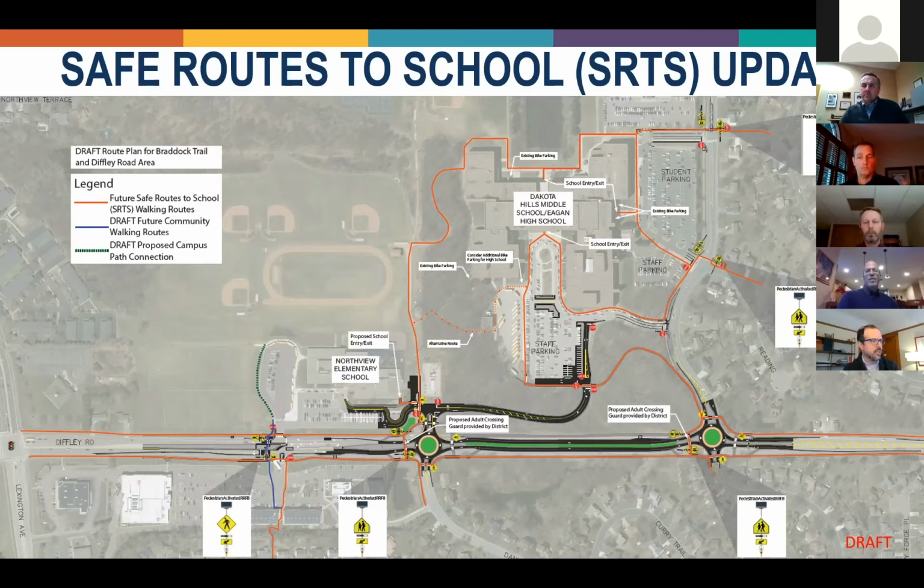So you can see the orange lines being the future Safe Routes to School routes, blue line being a future community walking route, green dash line being a proposed campus path connection. And really, as we're going forward, we're sort of adding notes to this as we engage more around this layout and what's going to be possible for the future for students to walk and bike to school. Maybe I'll pause there for a moment, see if Tom wants to add anything else, or Ashley or Chris want to add anything else at this point, or we can come back to this later.